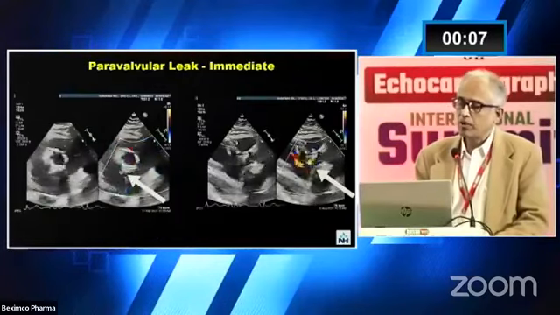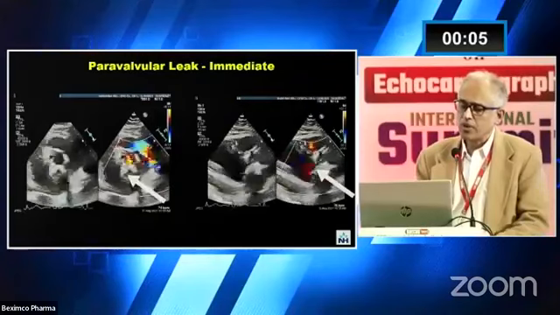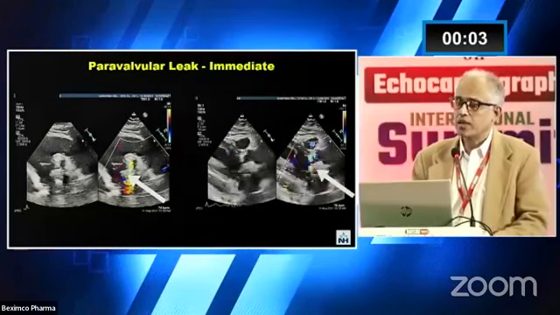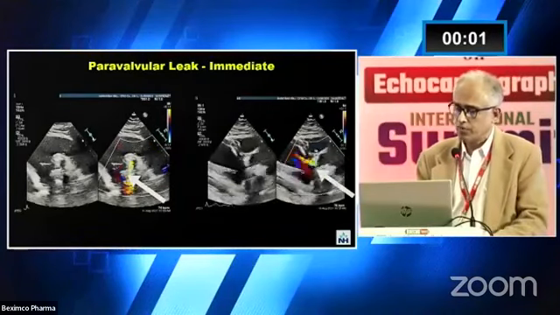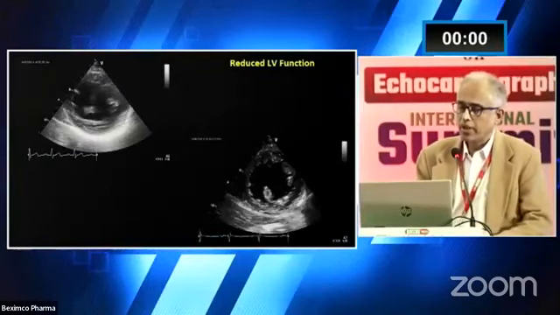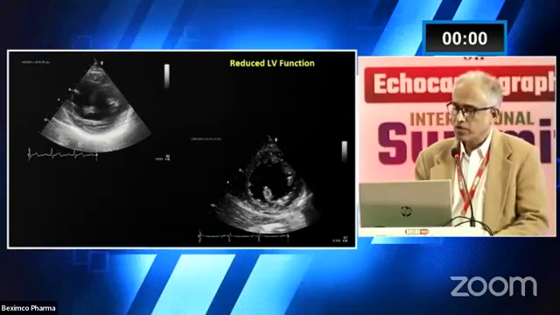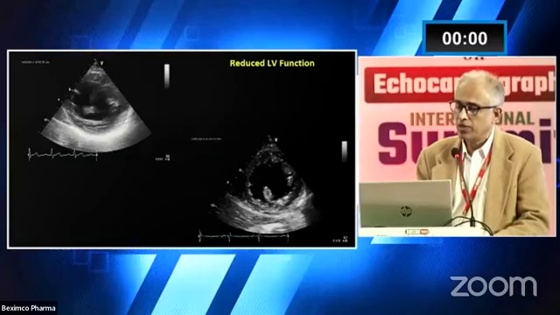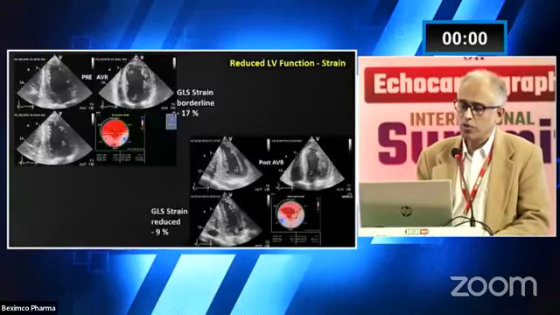And then paravalvular leak immediately can happen. So these are small jets. You don't have to worry about it unless they start to hemolyze. These generally clear up over a period of time. And the other important area you have to look at is the LV function. You can see that sometimes LV function drops drastically, especially when these patients are taken beyond the time when they should have been operated. So this is coming a little late. So expect the LV function to drop also.